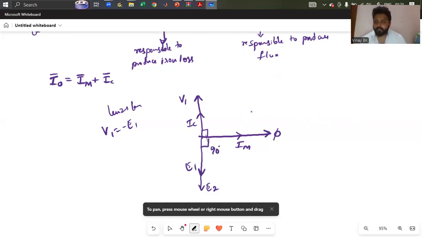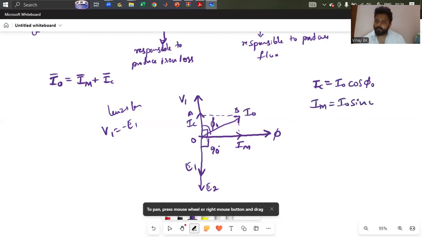If you add IC and IM, you'll get I0. This is your I0, and the angle between I0 and V1 is phi naught. This is how we need to draw it. Now we can consider this triangle OAB. From this triangle, you can write the components IC and IM. IC you can write as I0 cos phi naught, and IM as I0 sin phi naught.